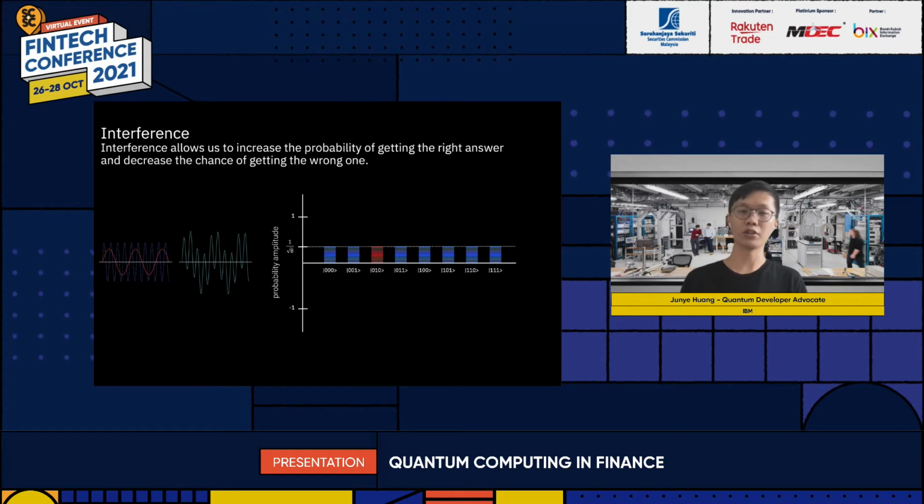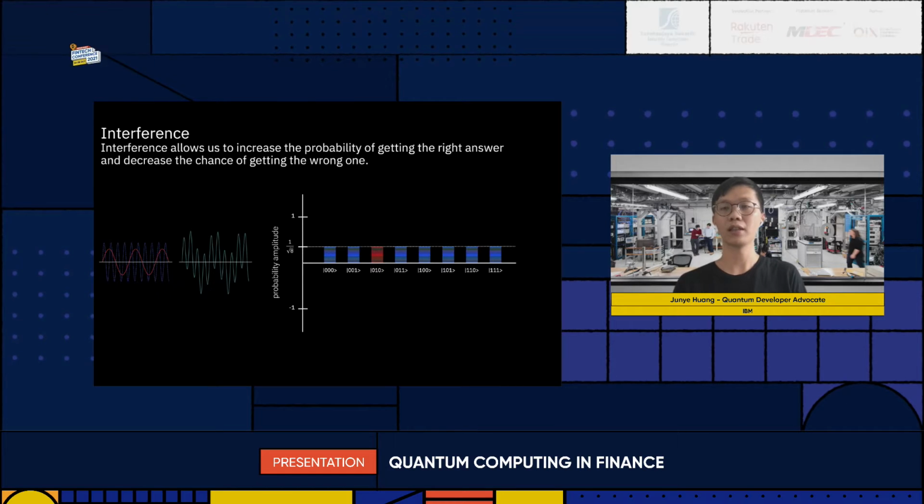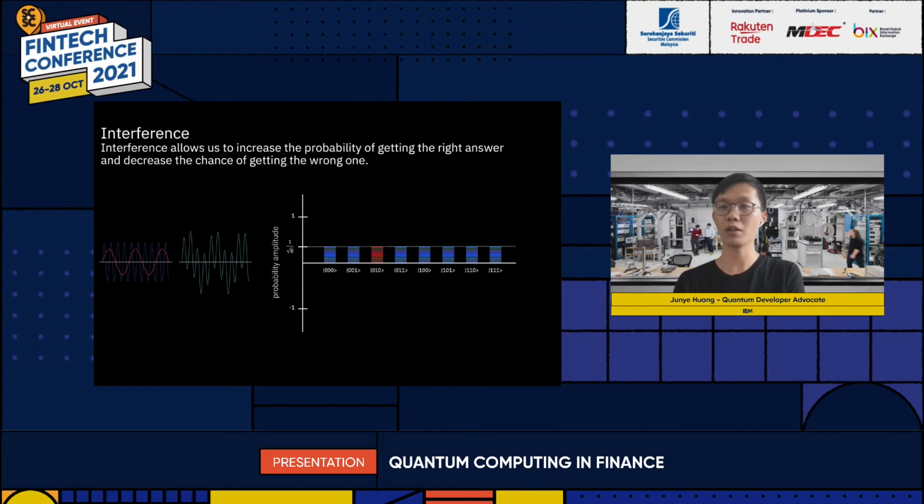So in this analogy, you can see that in quantum computing, we can use this interference between the different outcomes. We can use constructive interference to increase the probability of getting the right answer, and also use destructive interference to decrease the chance of getting a wrong one.